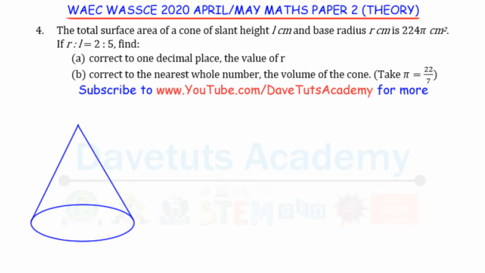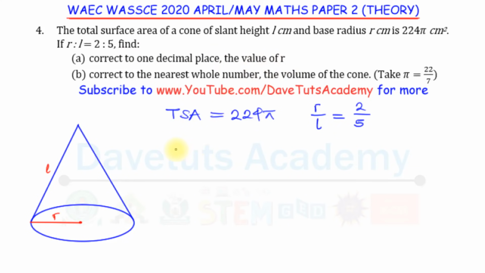Now, here is a pictorial view of what we are asked to work with, in which we have the cone of slant height L centimeters. So this is L, and this is the base radius R. From the question, we are told that the total surface area of the shape is 224 pi, and that the ratio R to L is 2/5. That's the mathematical expression: R over L is 2/5. Now, we are asked to find, in the first case, the value of R.